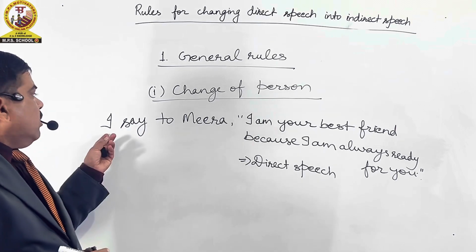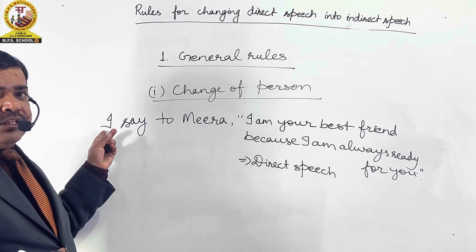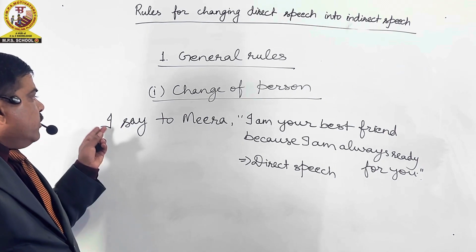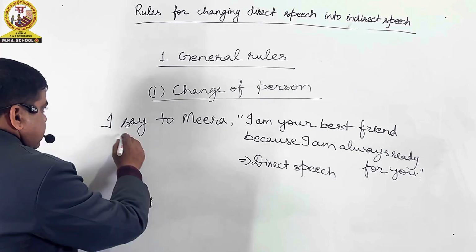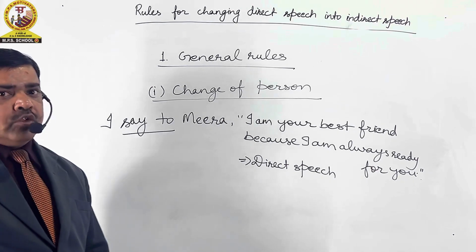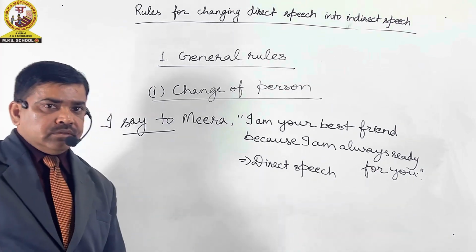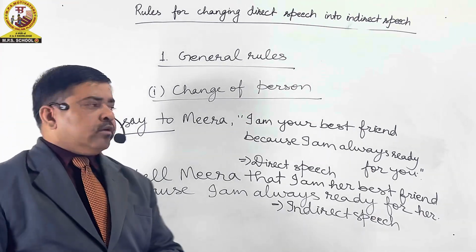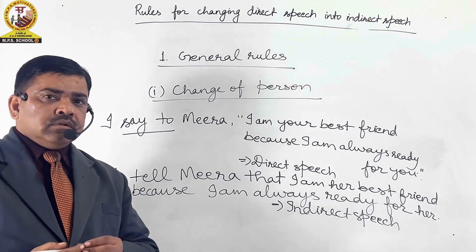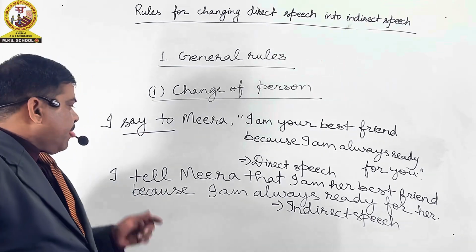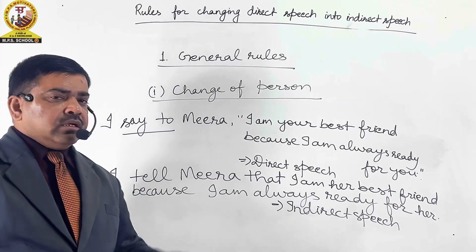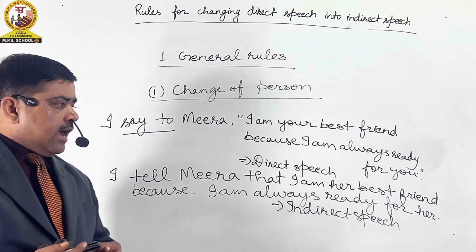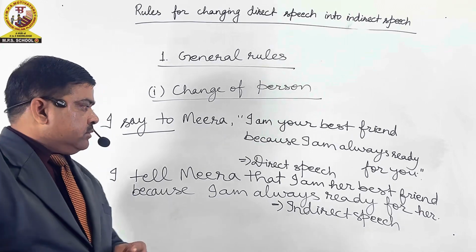Here I may also be used for a feminine gender. That's why I may also denote a girl here. Say to will also be changed as tell in indirect speech. Friends, as the indirect speech of the above sentence, indirect speech is I tell Meera that I am her best friend because I am always ready for her.